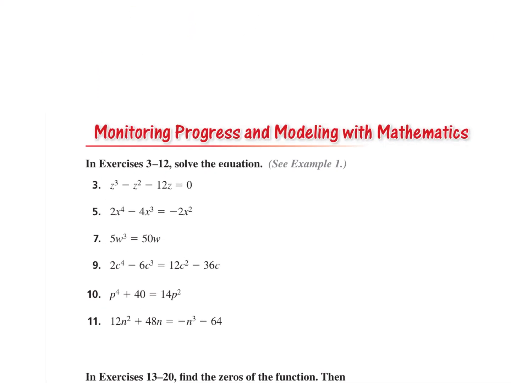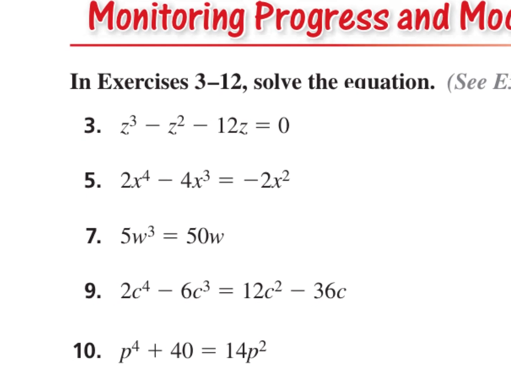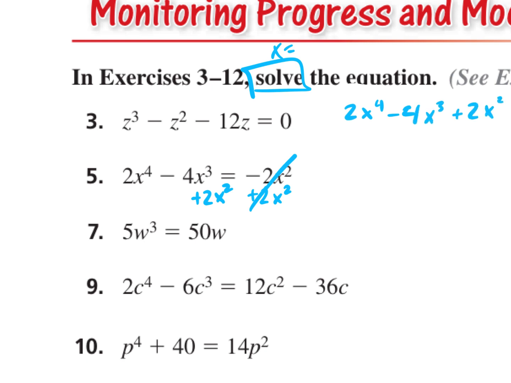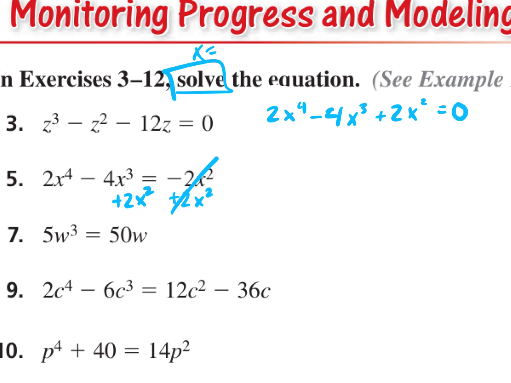So let's take a look at number 5. So it says to solve, so we need x is equal to. So for number 5, what would I do first to solve? Before I take out the GCF, I want to move 2x to the other side. So before I factor, I want to get it to be equal to 0 first. So this is 2x to the 4th power minus 4x cubed plus 2x squared is equal to 0.